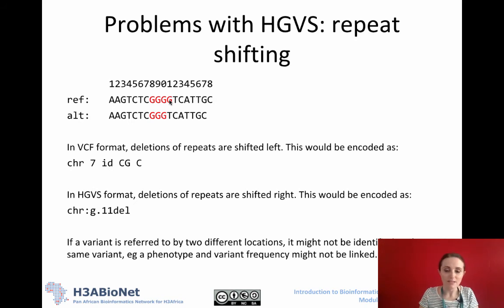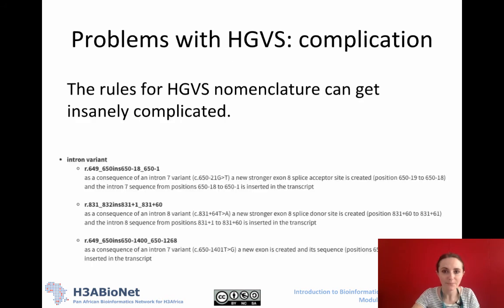The problem with doing this is if a variant is referred to by 2 different locations, then it might not be identified as the same variant. So somebody might do a study looking at phenotype and say this phenotype was found at this locus. Somebody else would do a study and identify the frequency of this variant in a different population, and these are actually referring to the same variant, but they might not be linked together in the databases. Ensembl deals with this using normalization, but if you're doing this in a manual fashion, you might not think to look for this kind of thing.